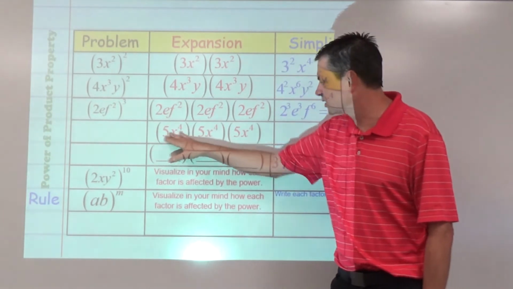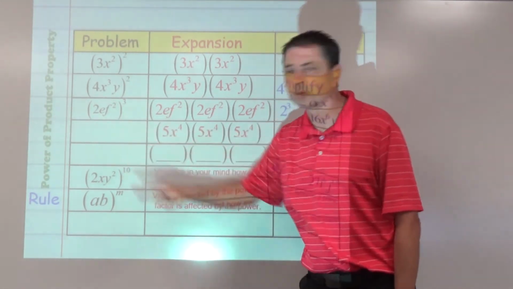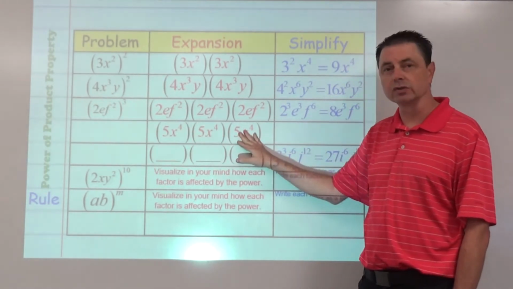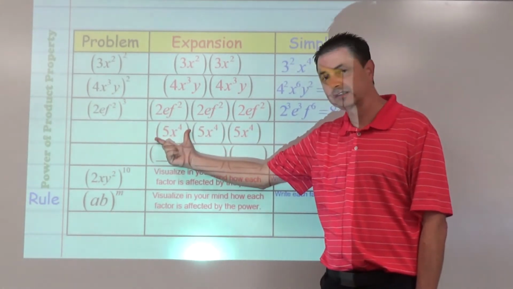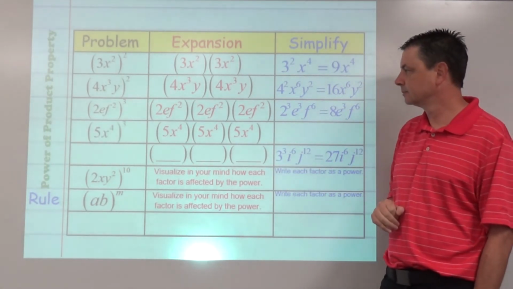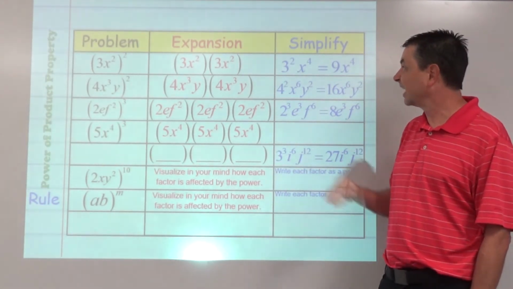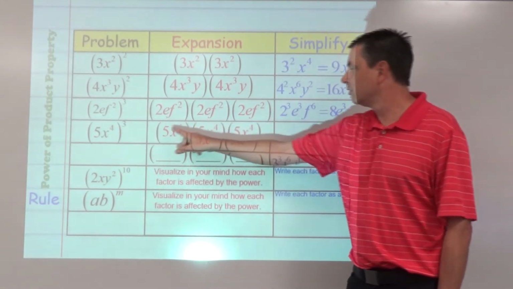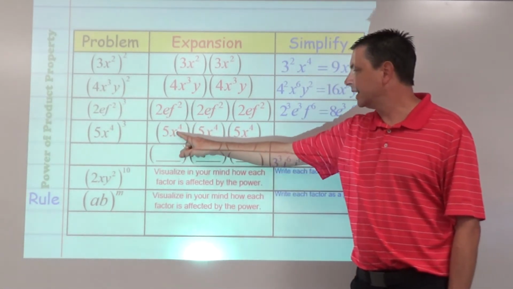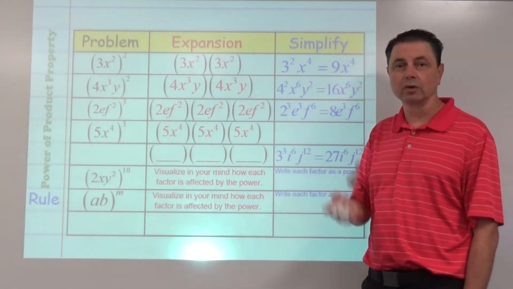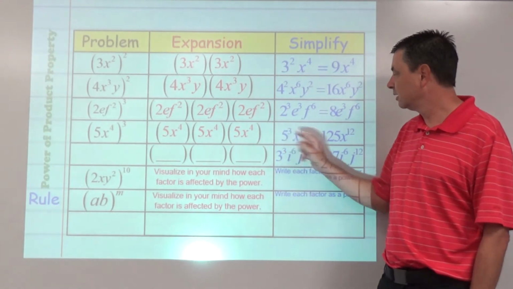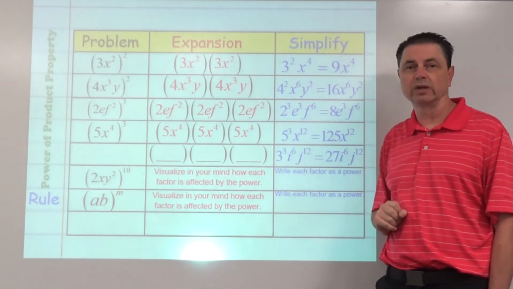All right, here's our expansion. What was the problem? We have 3 identical factors. So here's the base, raised to the power of 3. Simplify the answer: 5 times 5 times 5 is 5 to the third power, x to the fourth, x to the fourth, x to the fourth. That's a total of 12 x's, so x to the 12th. 5 to the third power is 125.